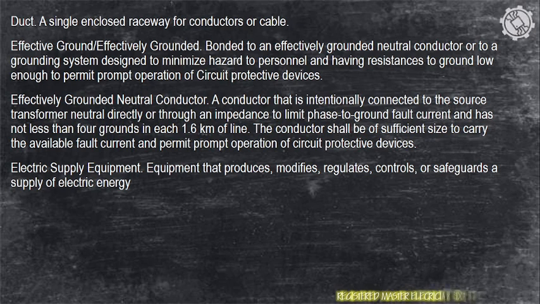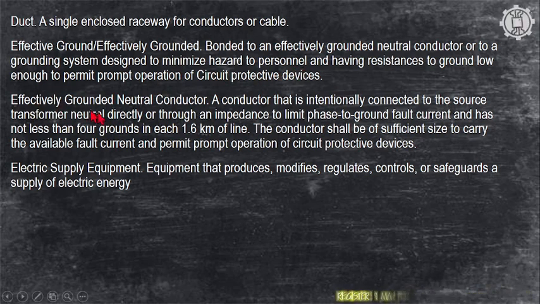Okay, then effective ground or effectively grounded. Bonded to an effectively grounded neutral conductor or to a grounding system designed to minimize hazard to personnel and having resistance to ground low enough to permit prompt operation of circuit protective device. So if our system is effectively grounded, nakabonded siya to an effectively grounded neutral conductor or doon sa grounding system na meron siyang low impedance. Dito ang term nito is the resistance. So low impedance to permit that in case there will be a ground fault, yung ating mga protective device will trip off, thereby minimizing the hazard dun sa ating mga personnel or to properties na maaaring mag-cause ng sunog.